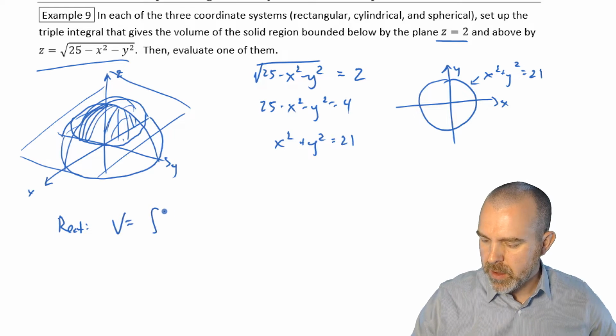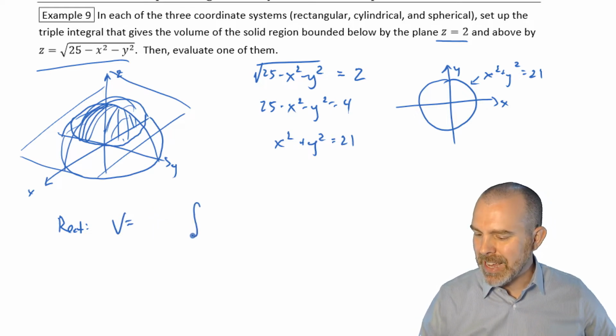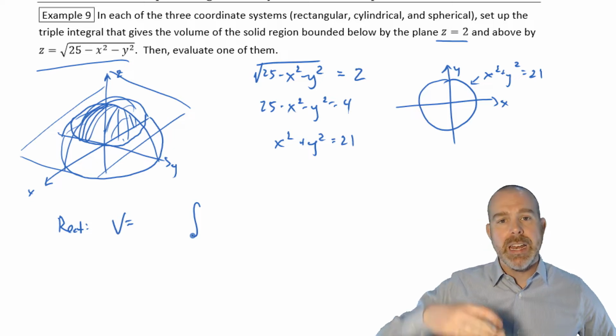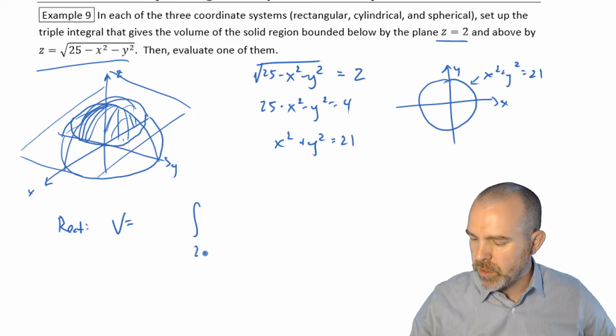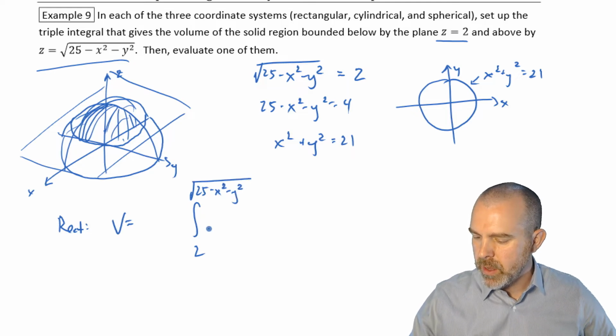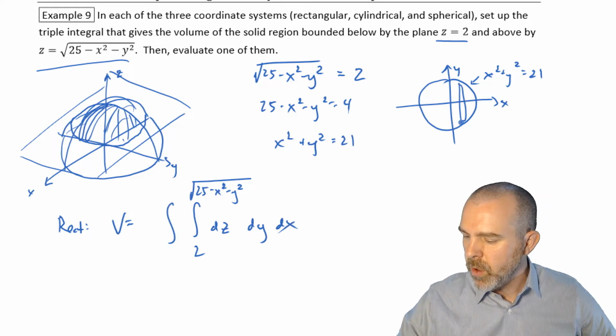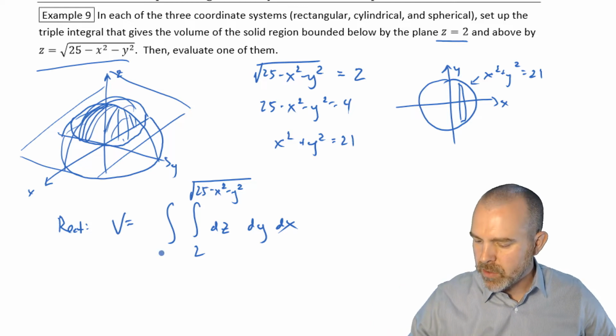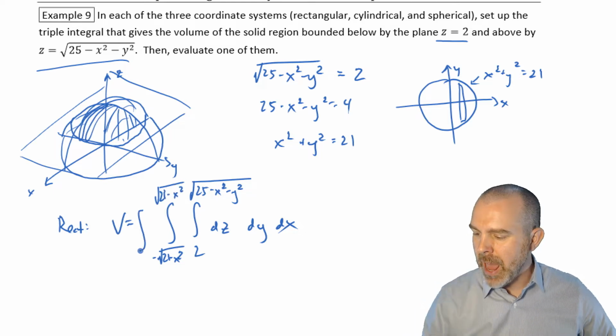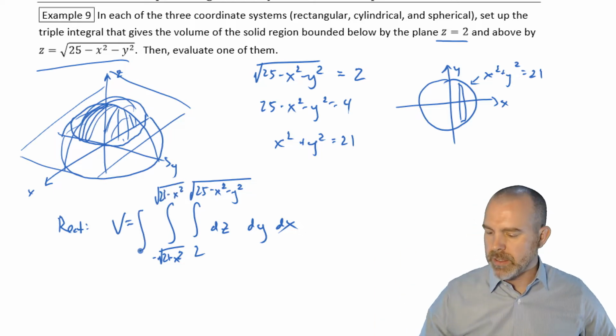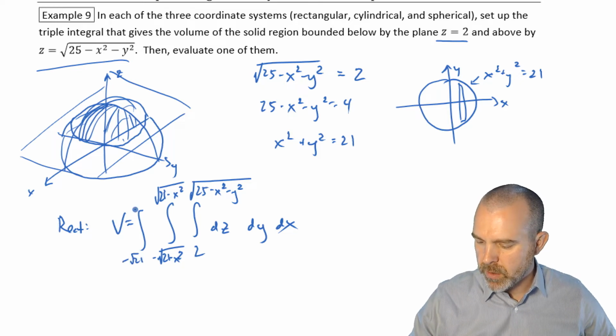I'm going to start on the inside. Z goes from the plane up to the hemisphere. So z goes from 2 up to square root of 25 minus x squared minus y squared, dz. And then I guess we can go y next and then x. You can see over here in the circle, y is going to go from the bottom half, so negative square root of 21 minus x squared to positive square root of 21 minus x squared. And then x will go from negative square root of 21 to positive square root of 21.